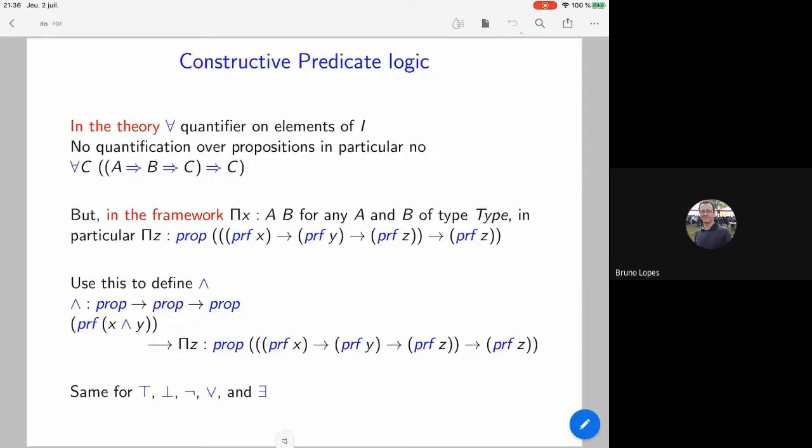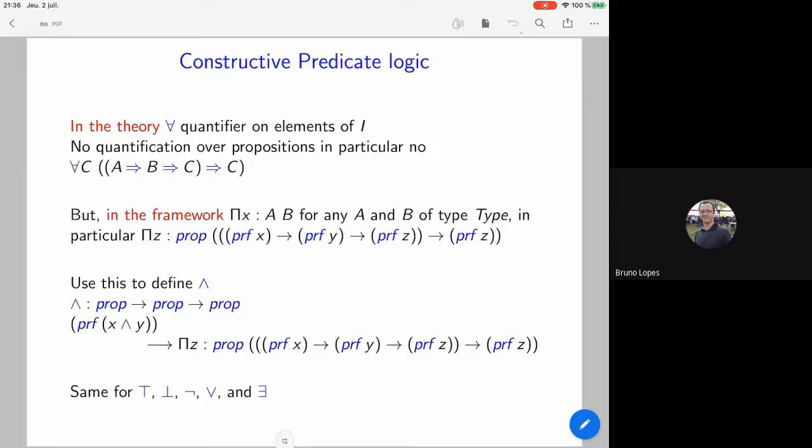And the proposition A and B was defined as this proposition: for all C, A implies B implies C implies C. And it's not too difficult to see that if you have a proof of A and a proof of B, then you can build a proof of this proposition. And if you have the proof of this proposition, you can build a proof of A and you can build a proof of B. Hence, it behaves exactly like the conjunction of A and B.